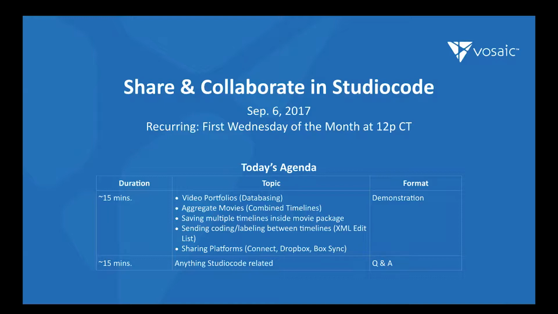There's a new feature in version 10, which is you are able to save multiple timelines inside one movie package. If you're working on teams, that's usually very helpful. And also sending timeline information between coders on a team without having to send the whole movie package. That's the fourth bullet there with XML edit list in parentheses.